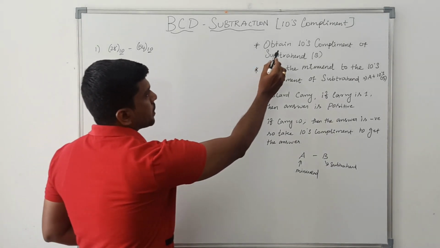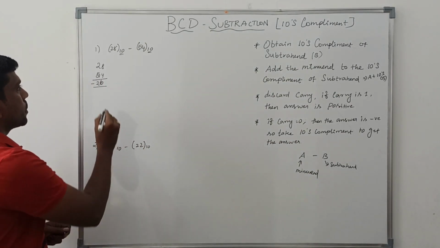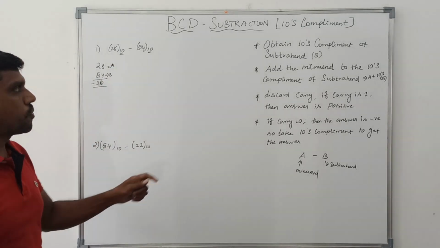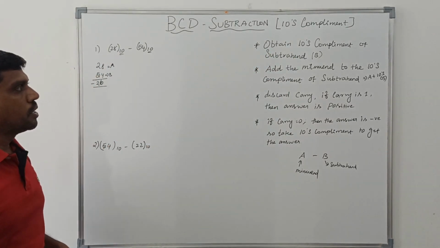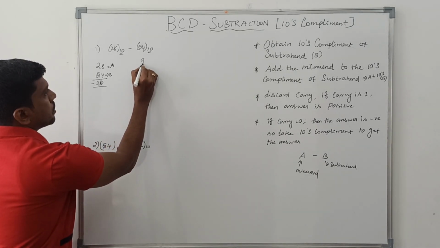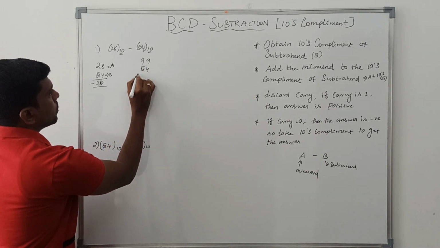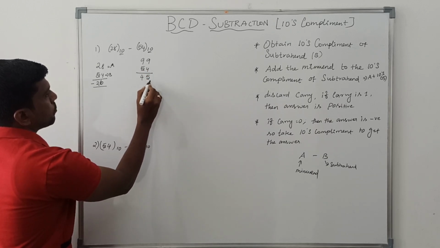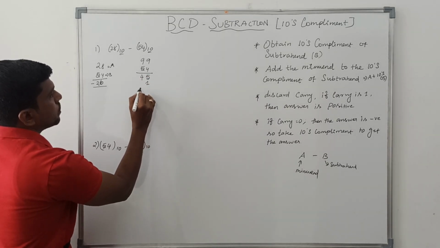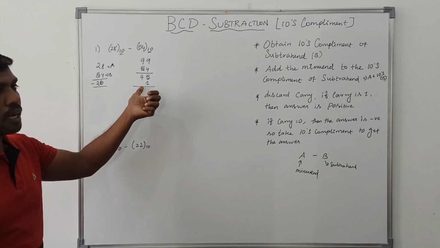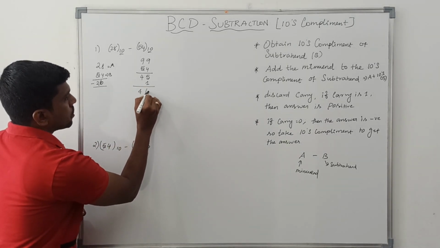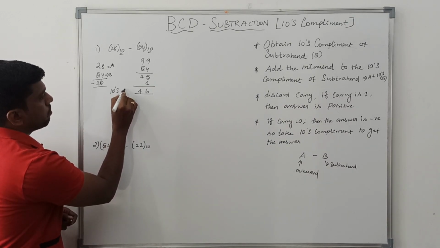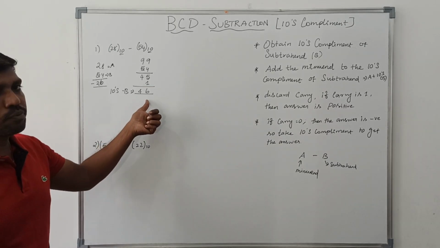First step, obtain the tens complement of B. Here B is 54, A is 28. So 99 minus 54: 9 minus 4 is 5, 9 minus 5 is 4. So 45, which is the 9's complement. For the tens complement, you add 1 to the sum. So now the result is 46. So 46 is the tens complement of B. Now the B value is 46.